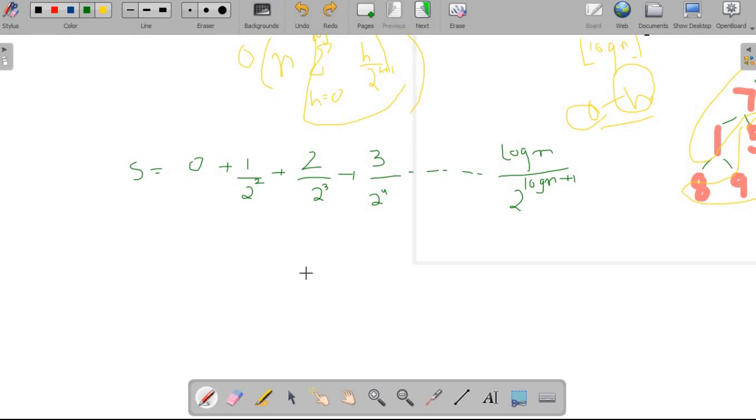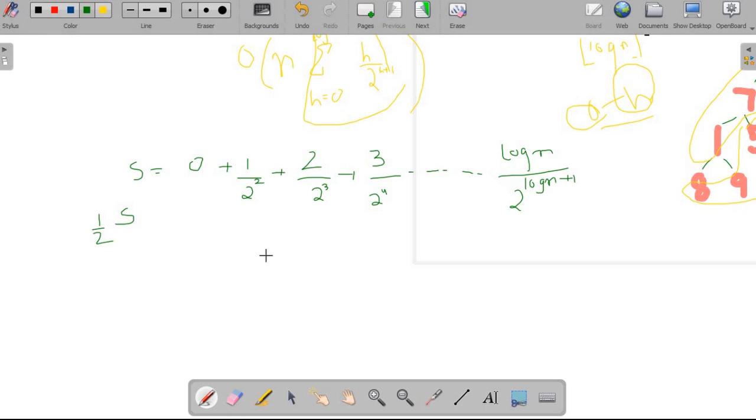Now see, this is an AGP series. If this had been a GP series, we could have simply got the sum. But because of the arithmetic part over here, we cannot directly calculate the sum. So we'll simply multiply it by the common ratio. Over here the common ratio is 1 by 2.